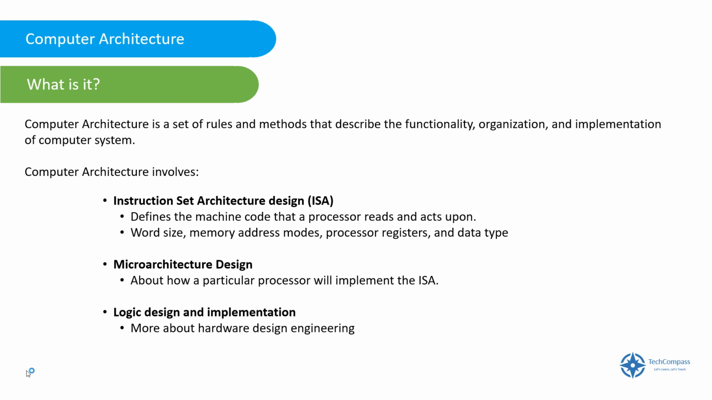In instruction set architecture design, engineers mainly work on defining the machine code that a processor reads and acts upon. For example, they might define 001 as an add operation, 111 as a load operation, etc. They also define word size, memory address models, processor registers, and data types, etc. You might be aware of direct addressing, indirect addressing, and you might have come across names like AX registers, AC accumulator, PC program counter, etc. Knowing the purpose of all these would really help us understand how a computer works.